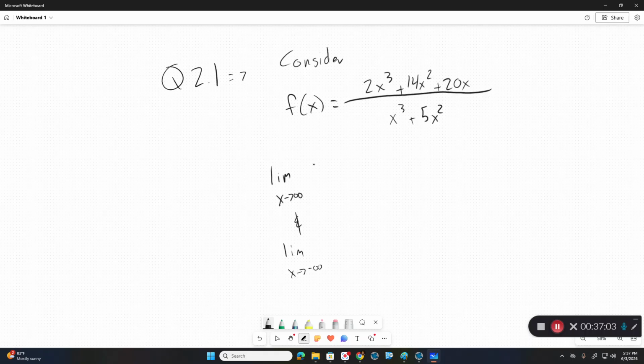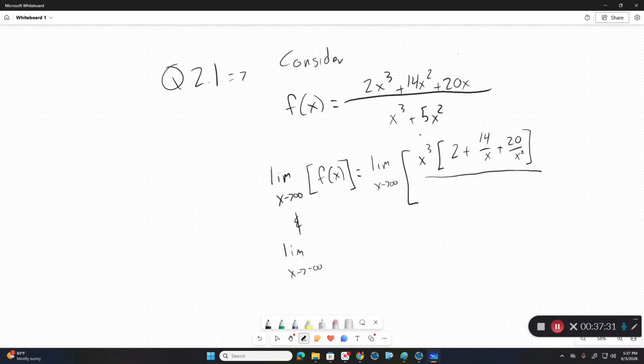Okay, so we know exactly how to find these limits of f of x. As a reminder, we're going to divide out by the highest power. What's the highest power? I think it's this x cubed term. So this is the limit as x approaches infinity. Take out that x cubed. What are we left with? 2 plus 14 over x plus 20 over x squared, divided by another x cubed, 1 plus 5 over x.